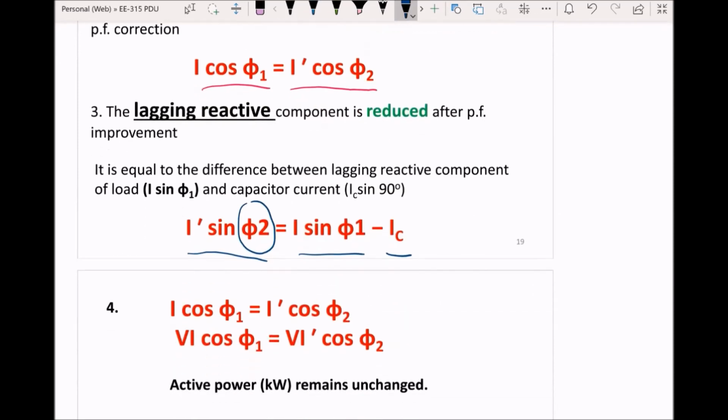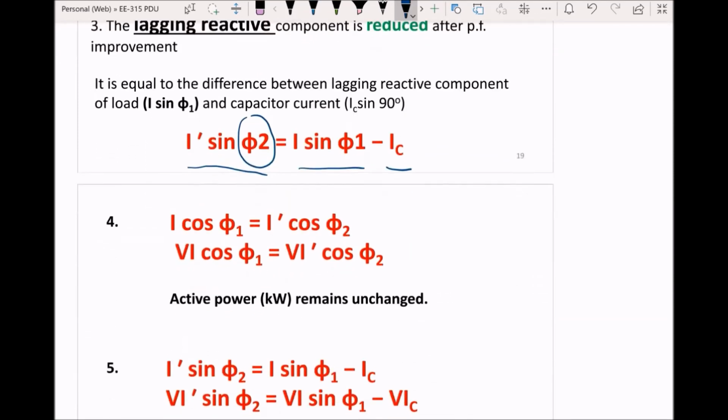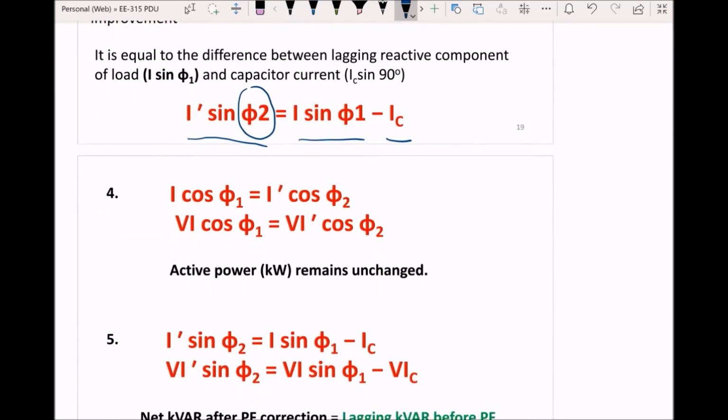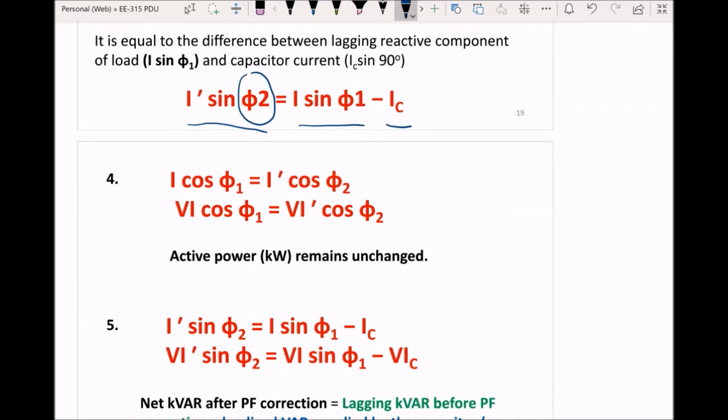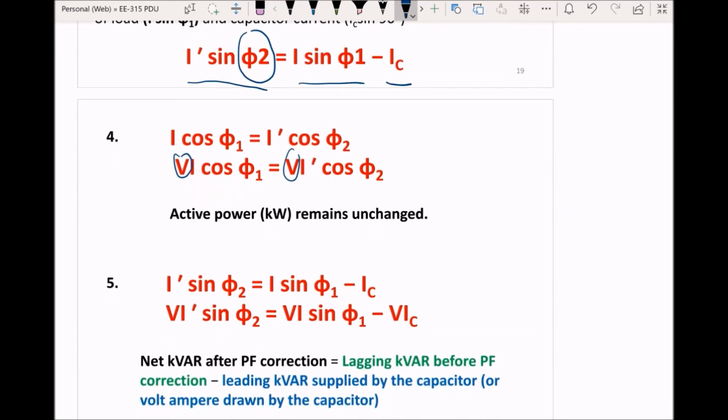Alright, so from point number 2, where we saw that the active current component stays the same even when the capacitor is introduced, if we multiply both sides with the voltage, the expression will become the representation of active power, and that tells us that the active power does not change with the addition of the capacitor.